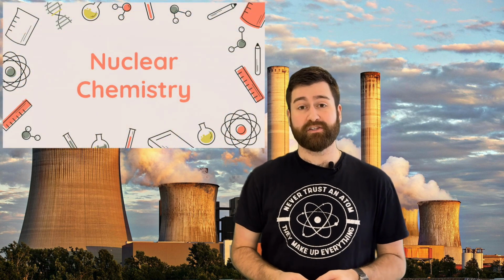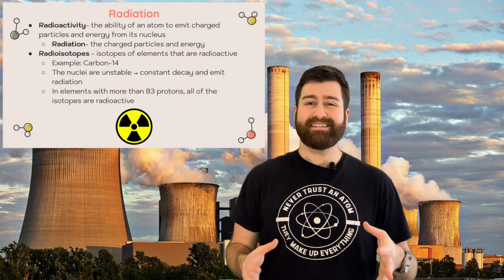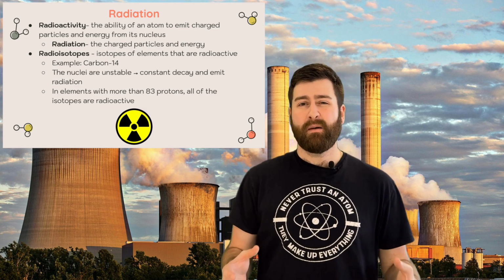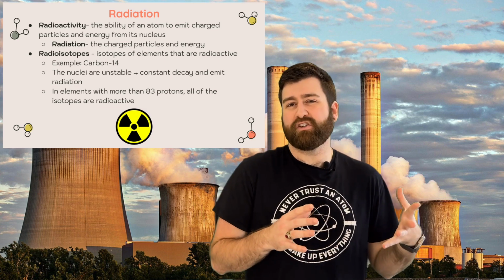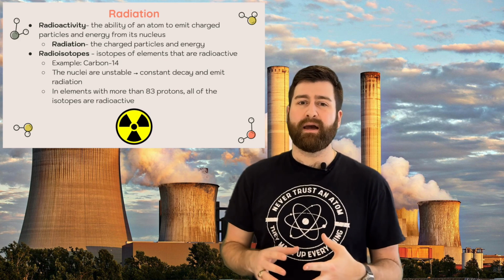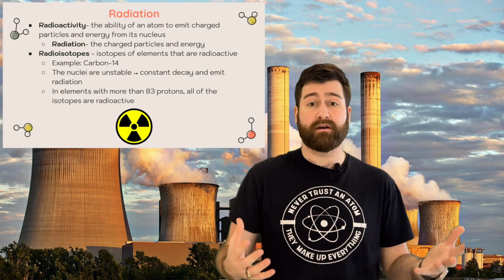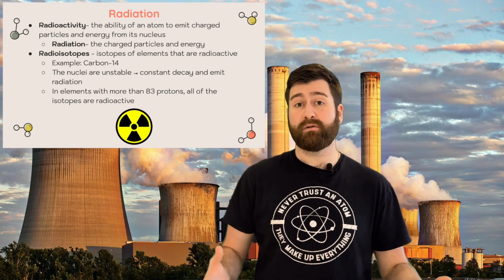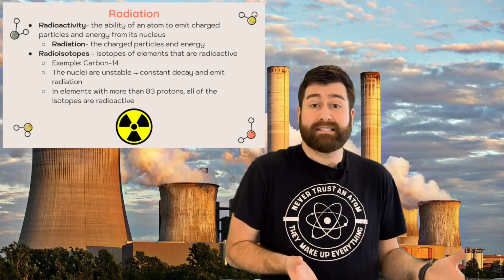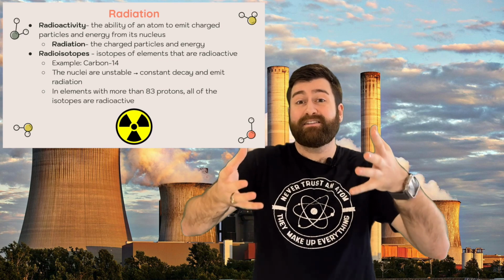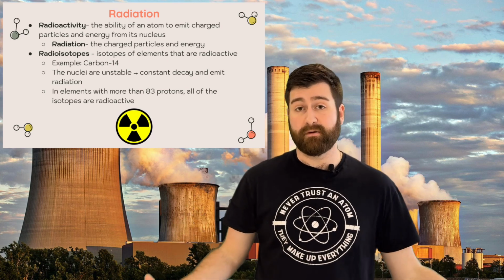In today's episode, we're going to talk about nuclear chemistry. First up, let's take a look at radiation. But before we can say what radiation is, we have to talk about radioactivity, which is just the ability of an atom to emit charged particles and energy from its nucleus. Now, that being said, radiation is the charged particles and energy that are emitted from the nucleus.